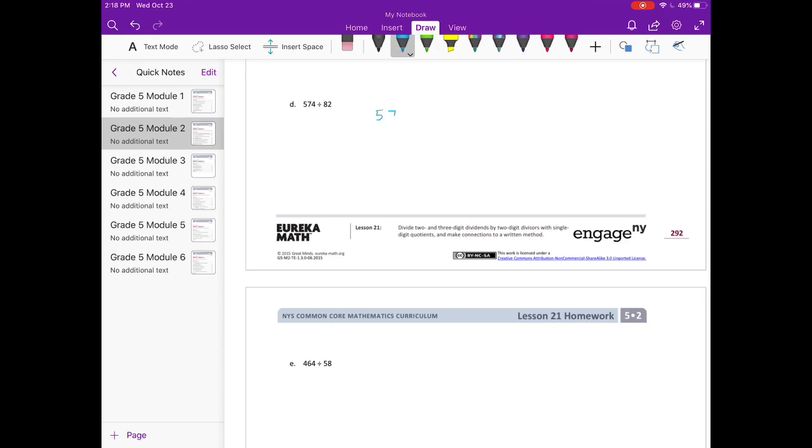574 divided by 82. I'm going to round that to 100. 100 could go into 574 5 times, but 82 is a bit smaller, so I'm going to try 82 times 6.